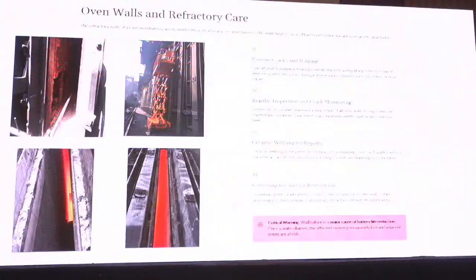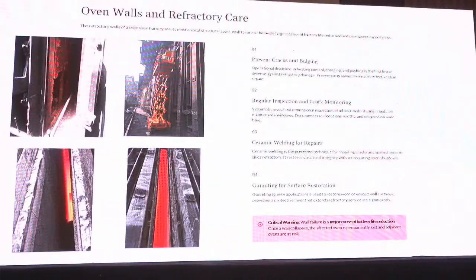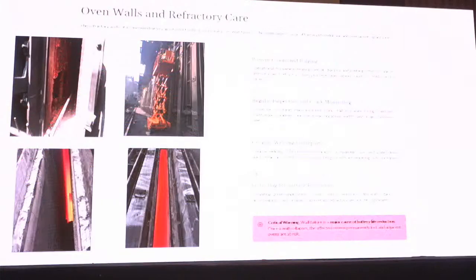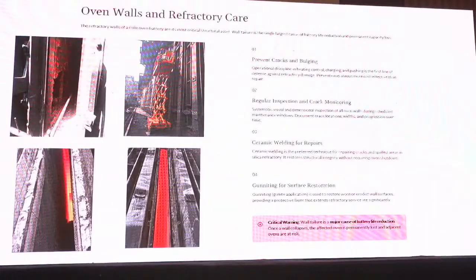Oven walls and refractory care. The refractory walls of the oven battery are its most critical structural asset. Wall failure causes battery life reduction and loss of production capacity.